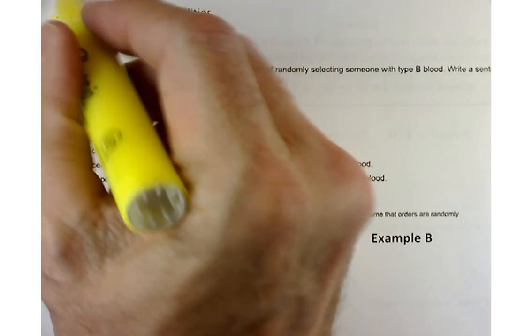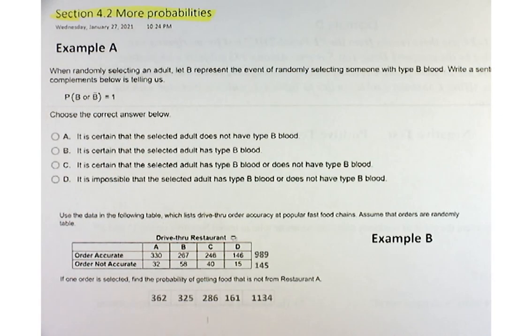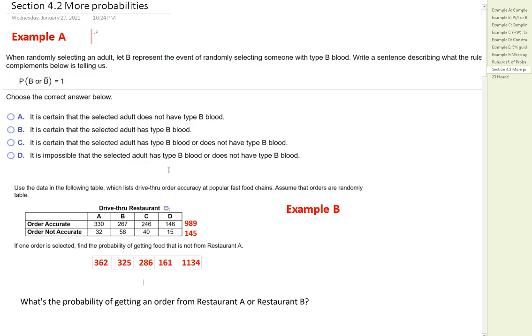So section 4.2, we're going to continue to go over probabilities. And we'll start with a little bit of a reminder, a blast from the past, from the last section. It says, when randomly selecting an adult, let B represent the event of randomly selecting someone with type B blood.